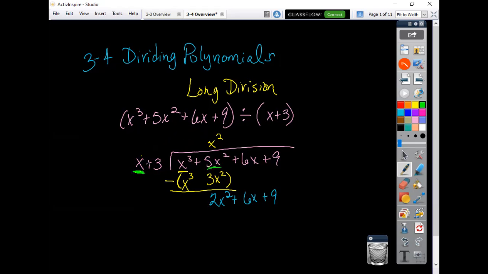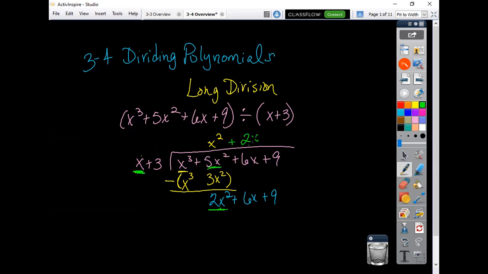So x times what am I going to put up here to make 5x squared? Hopefully you would say 5x. That's not what I want to do. Oh my goodness, what am I doing? This x and this 2x squared. I don't need the 5x squared anymore. I already made 3x squareds. I need 2x squareds. So x times what will make the 2x squared?